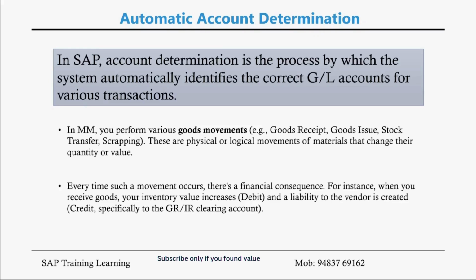Understand that automatic account determination happens in SD, FI and PP modules also. For example, with SD, whenever a customer returns the goods, there will be a goods movement, right? But this automatic account determination is more important in SAP MM because goods movement happens more in the SAP MM area. So that's the reason SAP MM is more involved in configuring this automatic account determination.